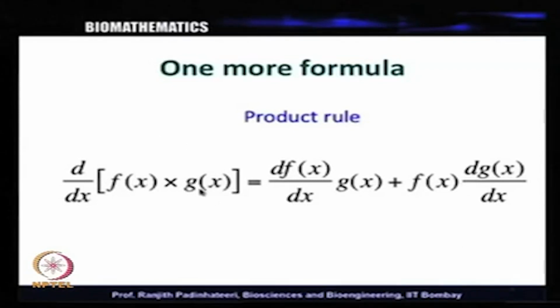So, f of x times g of x, the product of two functions, and if you want to find the derivative of this product, d by dx of f of x times g of x, the idea is very simple. First, find the derivative of f of x and multiply with g of x, and sum it with the derivative of g of x multiplied with f of x. So, first find the derivative of f of x, df by dx multiplied by g of x plus f of x into dg by dx. So, this is the product rule of differentiation.